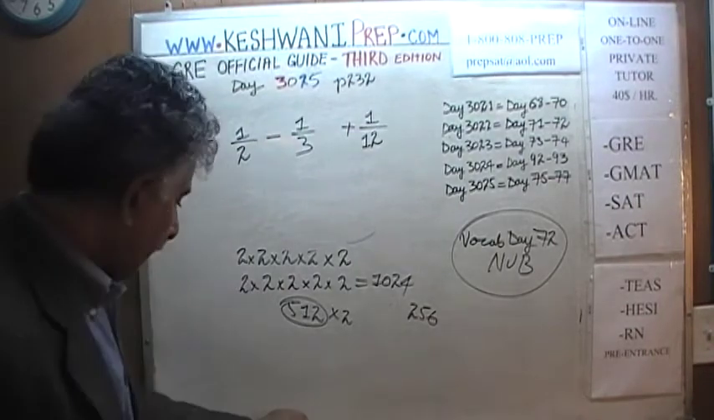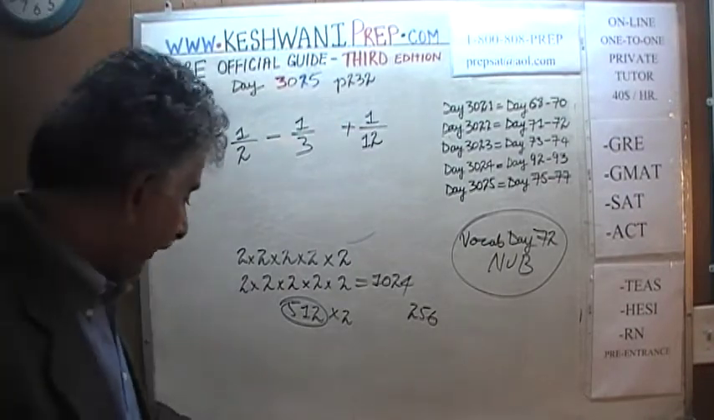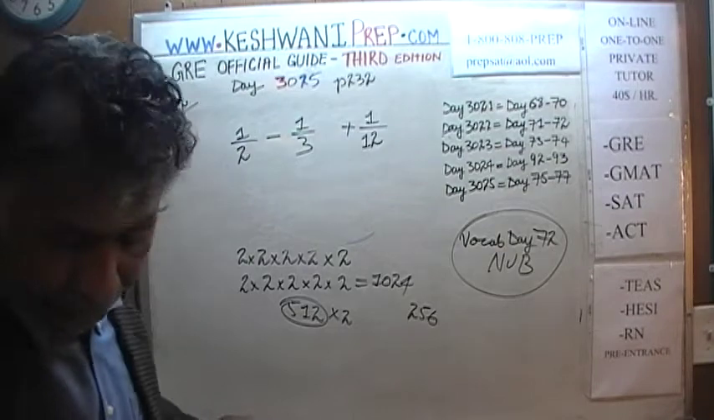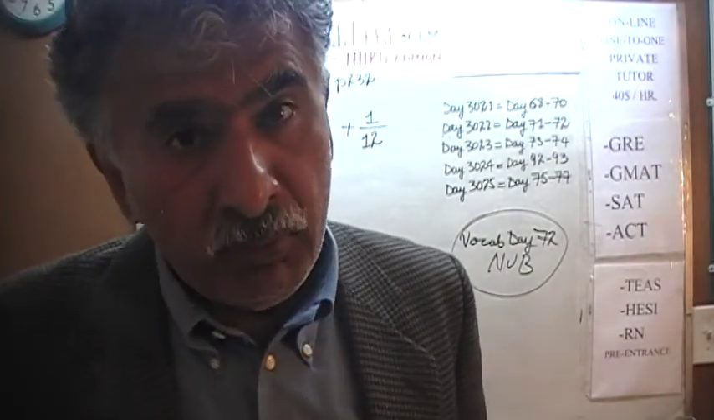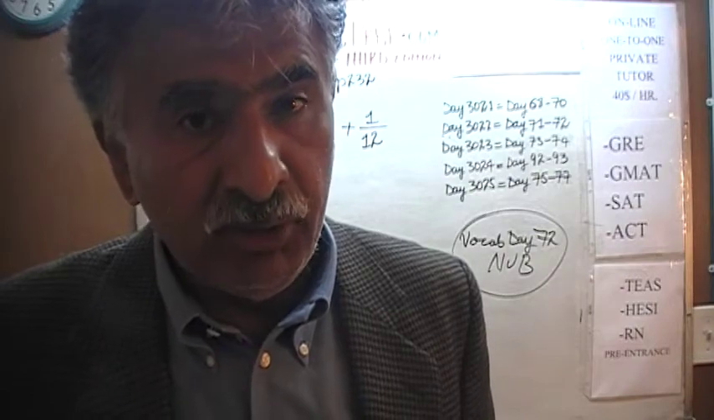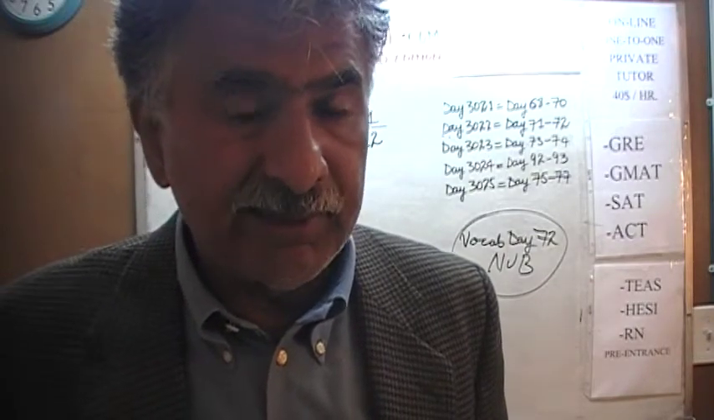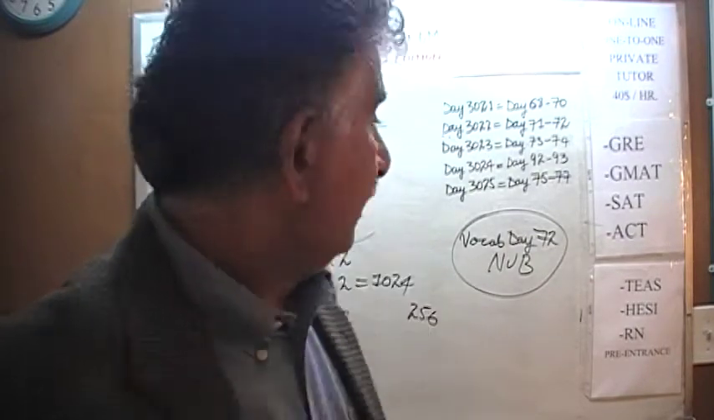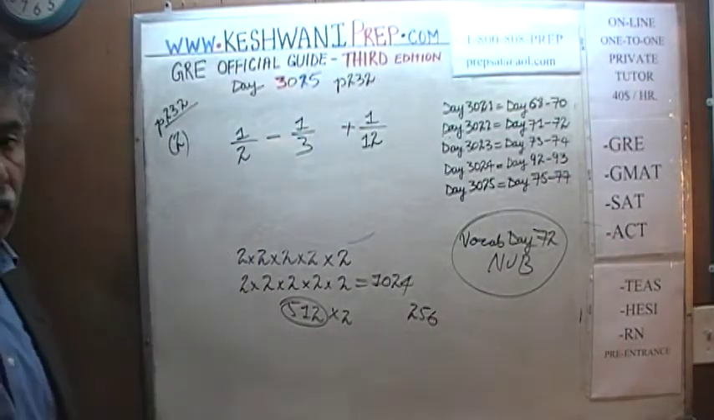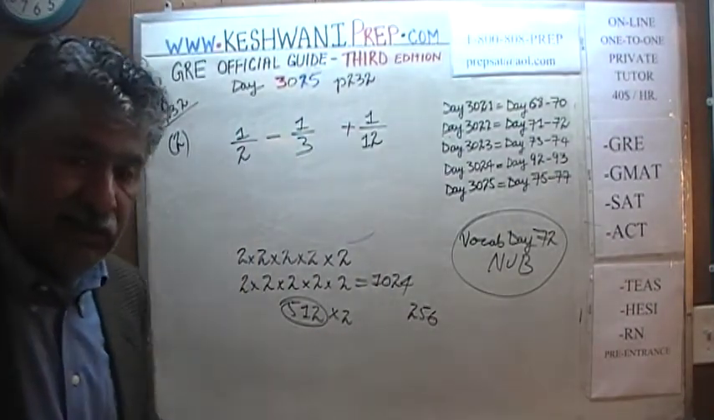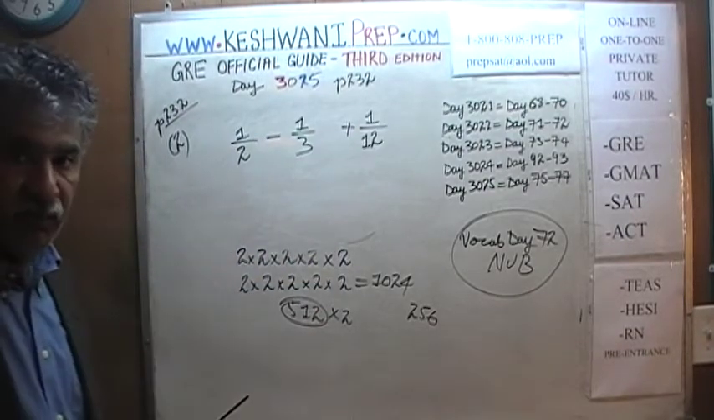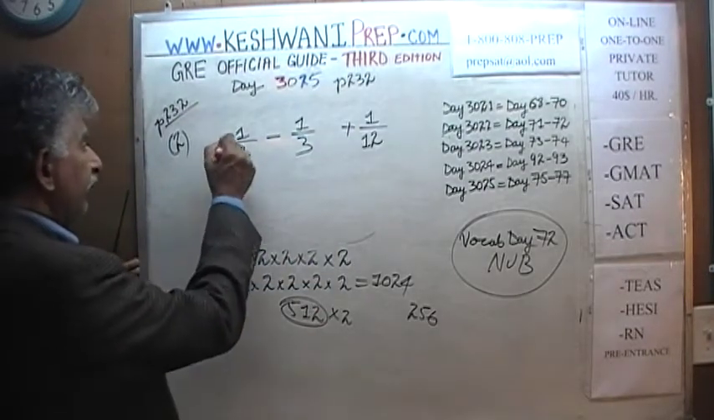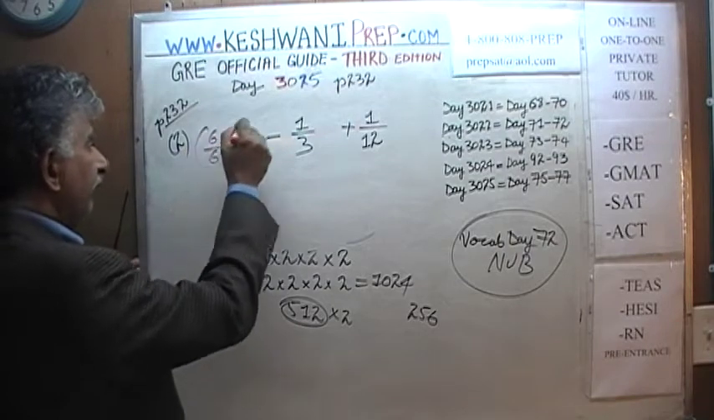Yep, that's it. Before we can add or subtract any fractions, the denominators of all the fractions have to be the same. They have to share a common denominator. The denominators are different: 12, 3, and 2. Let's make all of them 12. How can we convert the first one into 12? It's very simple. Take your first fraction and multiply it top and bottom by 6.